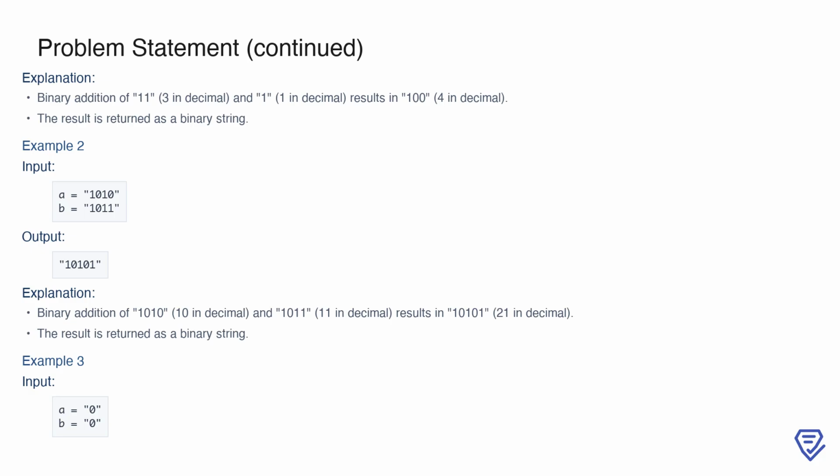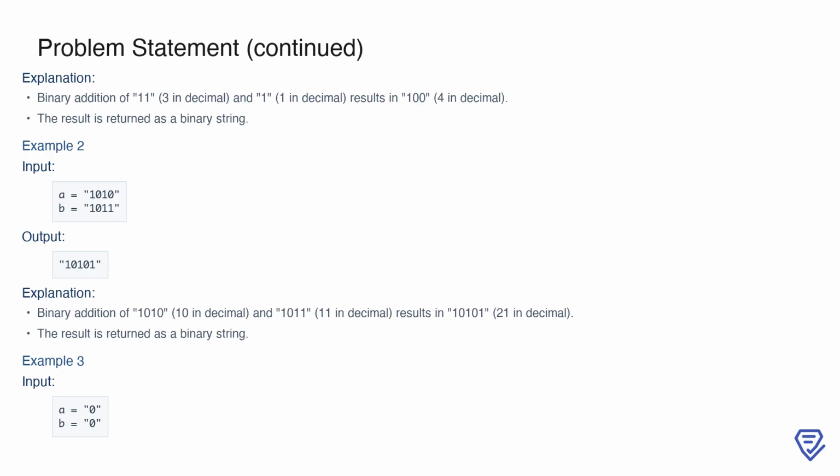To build on this, let's consider another example. If A is 1010 and B is 1011, the output will be 10101. Here's why: 1010 in binary is equivalent to 10 in decimal, and 1011 in binary is 11 in decimal. When you add these two numbers together in decimal, you get 21, which is represented as 10101 in binary.